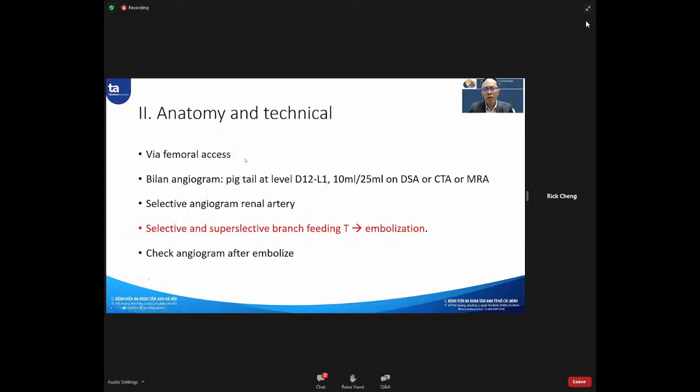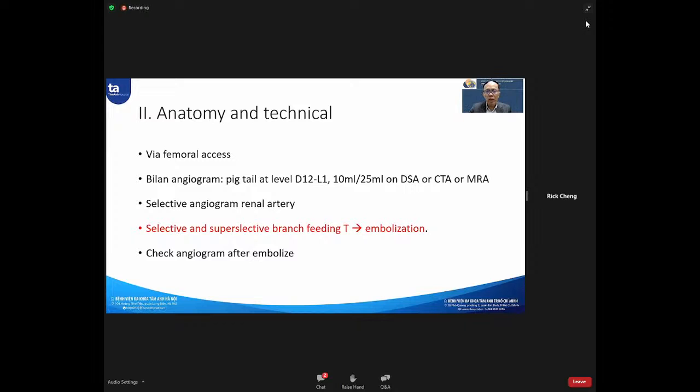So we do the puncture via the femoral access. It's better. And before you do the angiogram, you use the detail at the liver level, the L1 level.